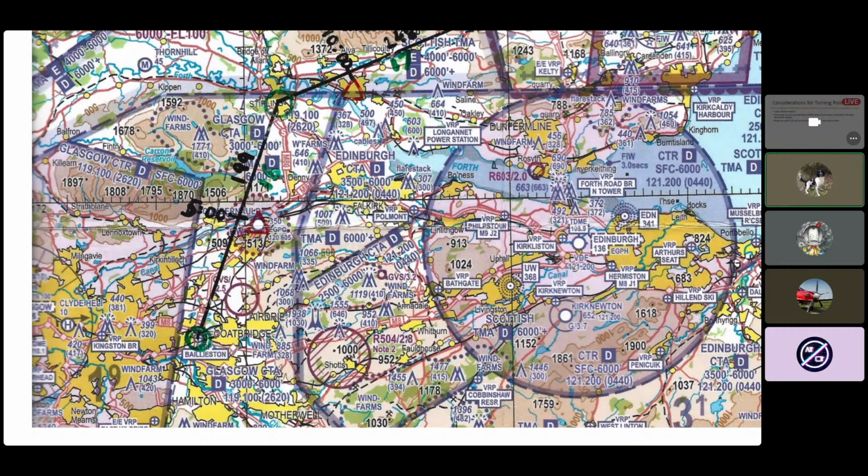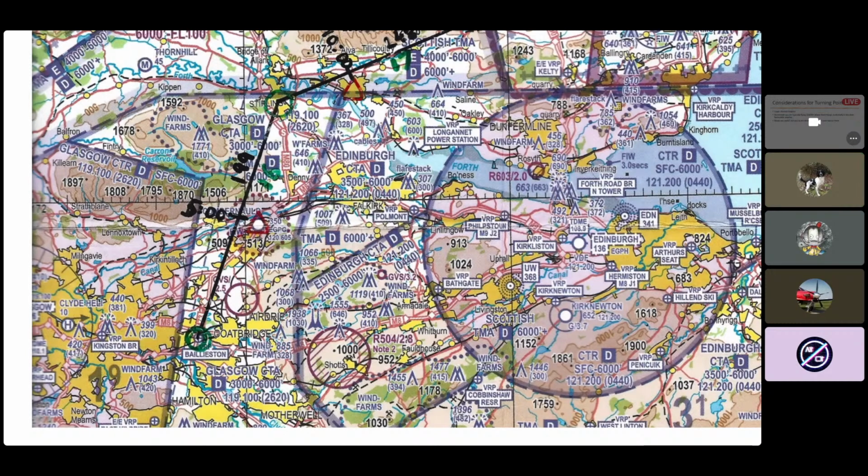Yeah, that's a valid point, but the reason that I've chosen this is because this is the standard entry point at Glasgow. If you're approaching from the east, they usually want you to enter the control zone at Baillieston. So it makes sense to use it as a turning point, but it's very difficult.